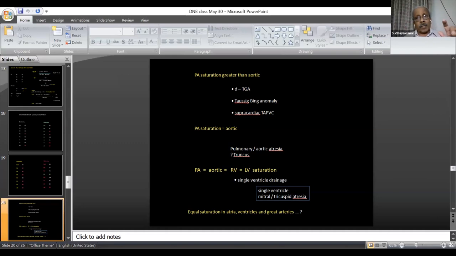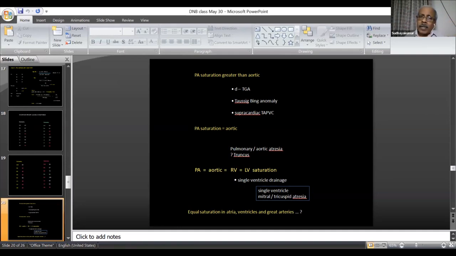This will be equal in atresia. Then pulmonary artery and aortic saturations, and 2 ventricles equal, means the univentricular physiology. The whole blood, the systemic and pulmonary venous blood, is received and mixed in the ventricles, and it is emptying to the great arteries. Classically, mitral atresia and tricuspid atresia, the commonest.